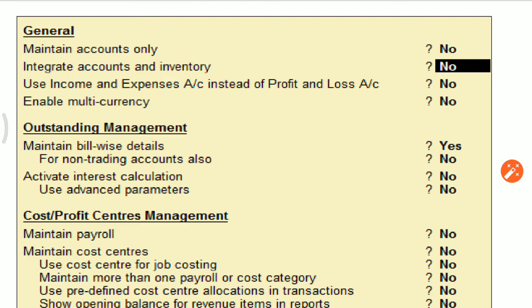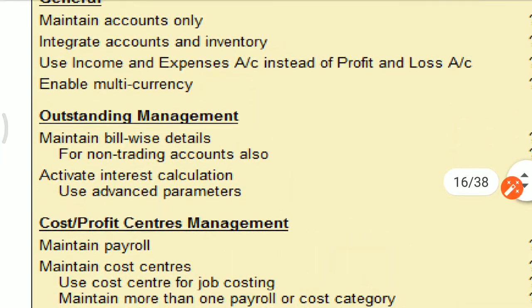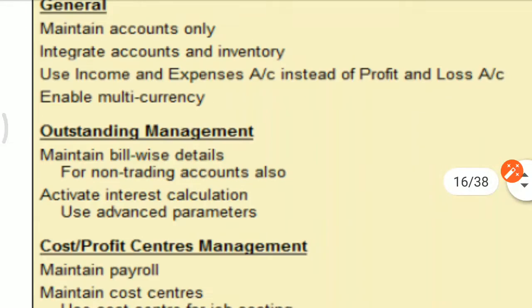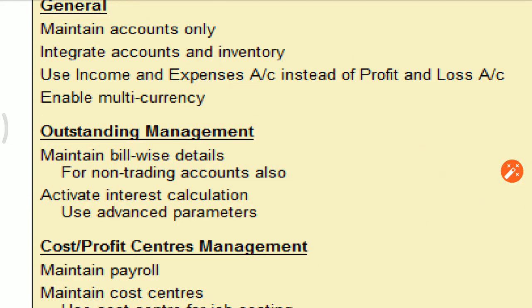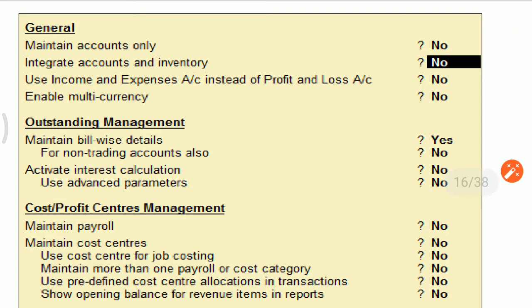The next option is use income and expenses instead of profit and loss. Friends, income and expenses are used only for trusts or non-profit organizations. Only a business person can use the words profit and loss, but a non-profit organization uses the income and expenses account. The next option is enable multiple currency. If your business is in multiple currencies, like USD, GBP, then this option is on.